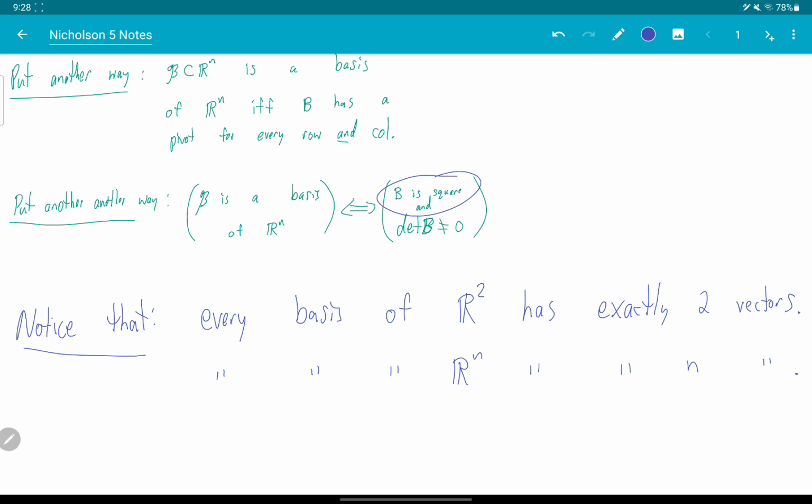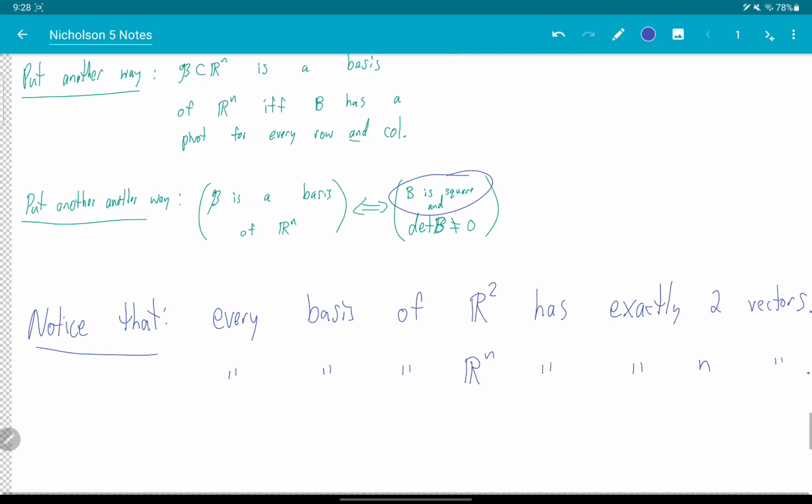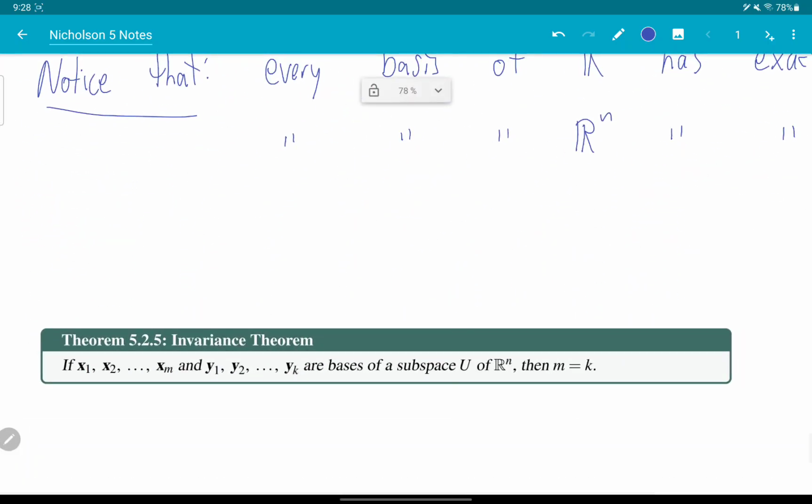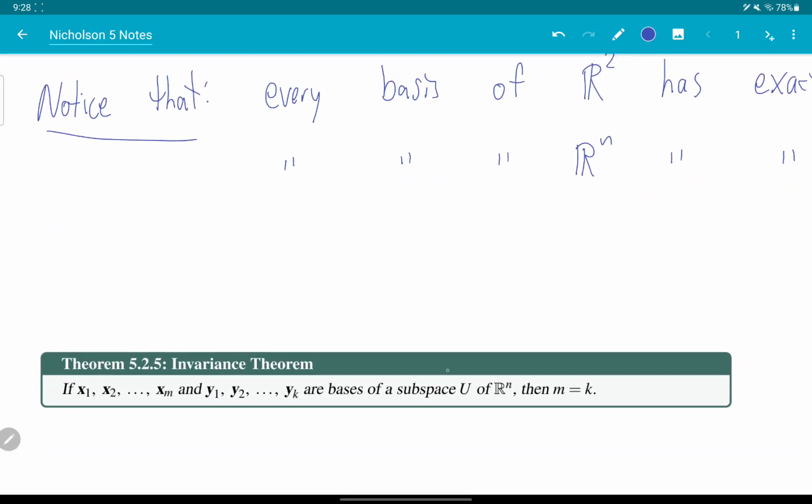Okay, so this is true for R2, R3, R4, Rn, but one can show further that it's true for any subspace, in fact. So what I'm saying is that if I have a subspace U, and I find one basis of that subspace, and I find a second basis of that subspace, well, they must have the same number of vectors. So what is true for Rn turns out, with some proof, to carry over to any subspace U.